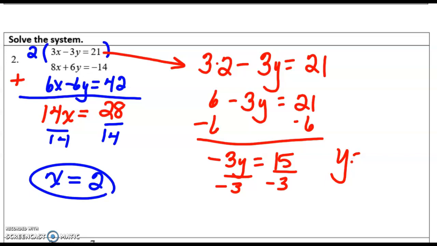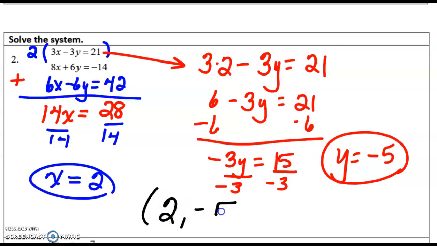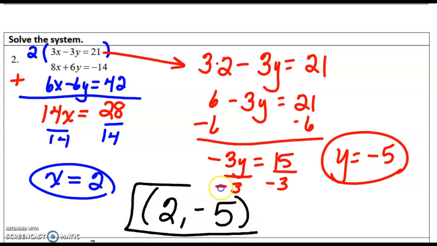And I get negative 5. And so then I say 2 comma negative 5. And that is my solution. And again, you can plug it in and see if it works.